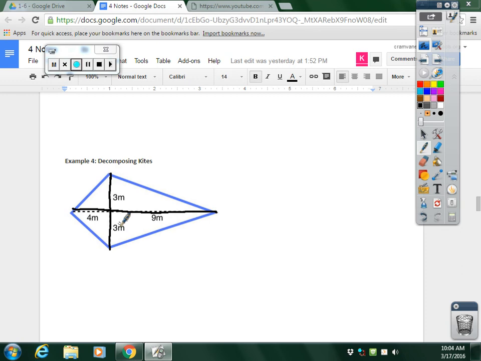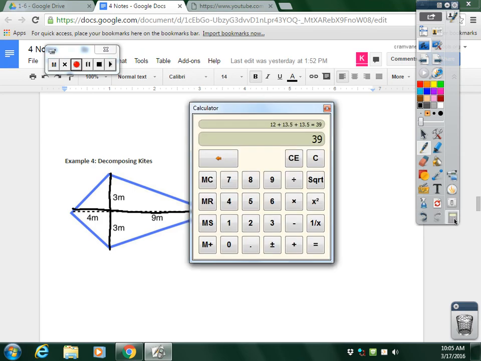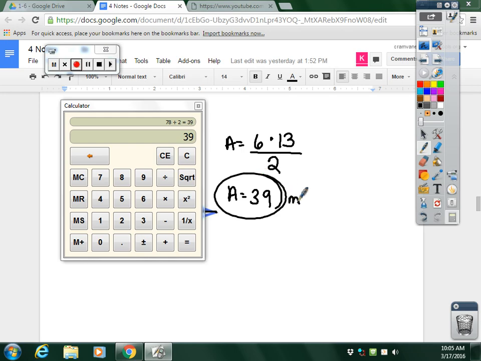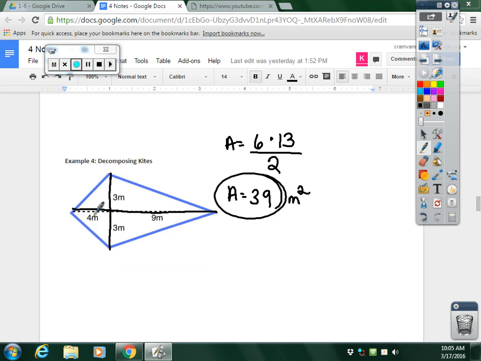3 plus 3 gives us a length here of 6. 9 plus 4 gives us a length of 13, and then I'm going to divide it by 2. Okay, so let me take my calculator out. I'm looking for 39. Okay, so let's do 6 times 13. It's 78, and 78 divided by 2 is 39. So if you like that way better, go for it. Okay, 39 meters squared. You take the whole length of the height of your kite with the width of your kite, multiply them together, and divide by 2.